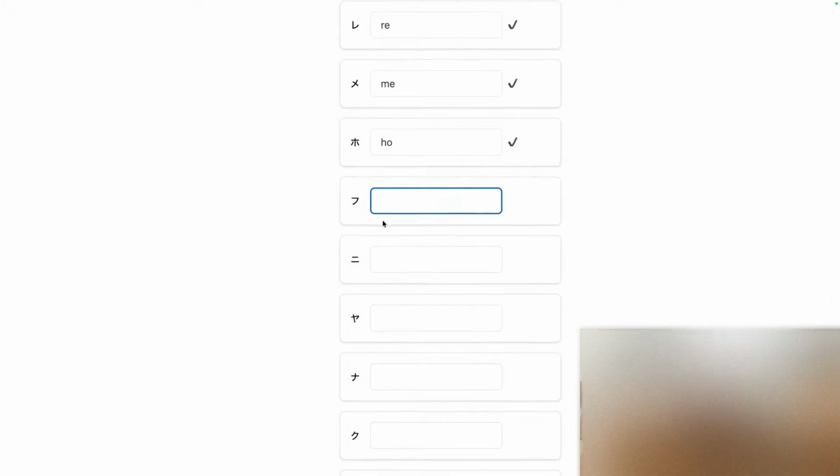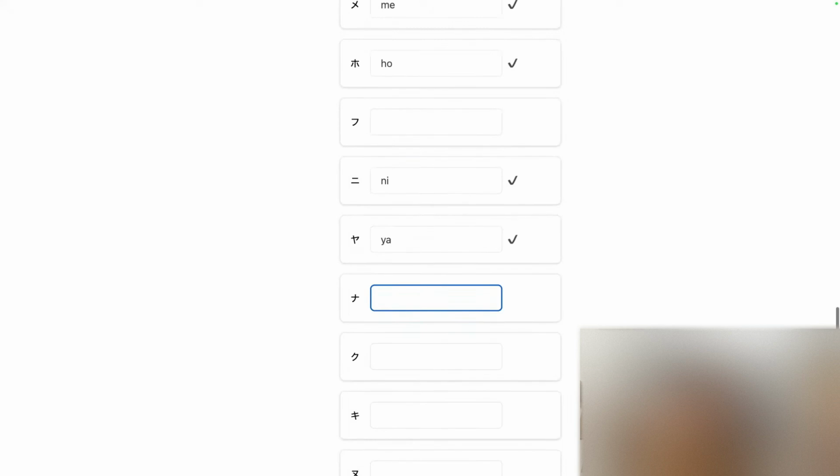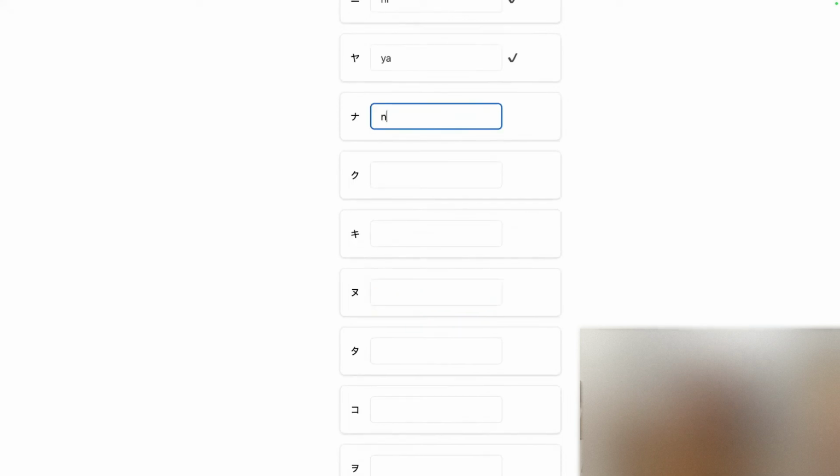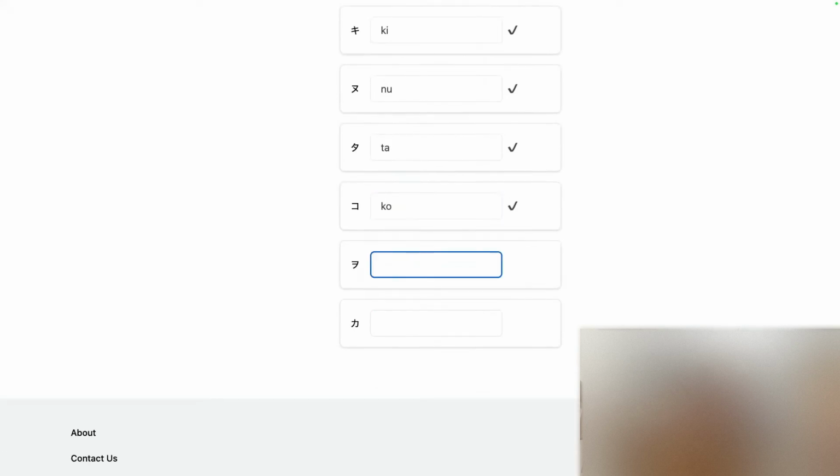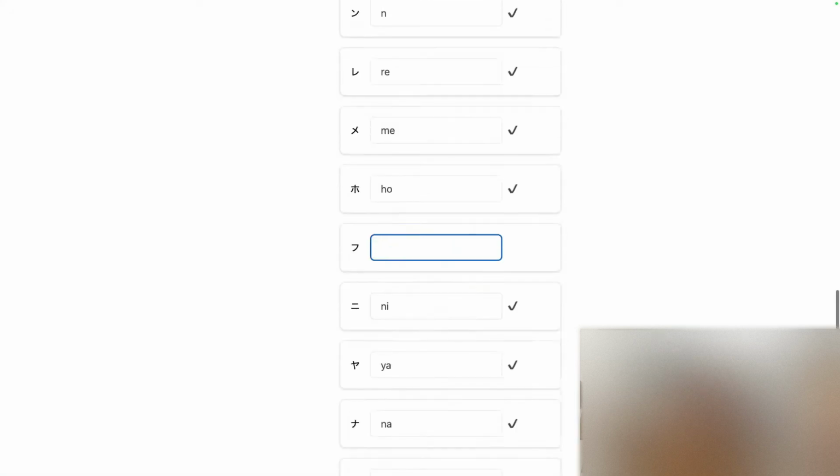This is very bad. This is very bad. I'm gonna skip this. This is ni. This is ya. What's this? This is na. Ku. Ka, ki, ku, ke, ko. Ku. Ki. Nu. Rocking chair, table, top. Box with something missing is ko. This is wo, pronounced o. This is ka.